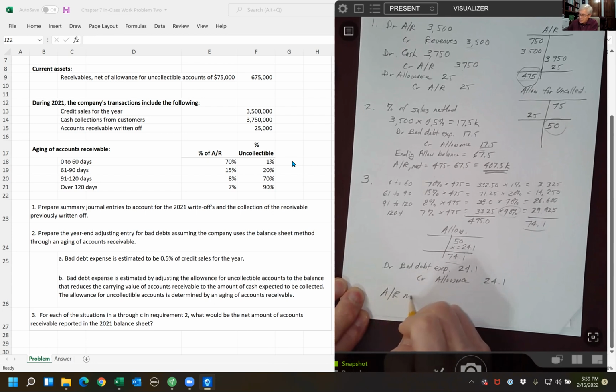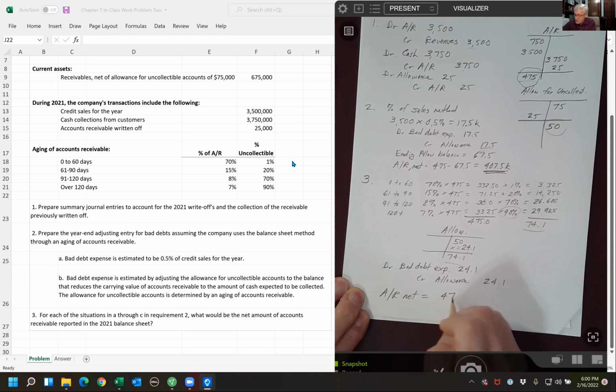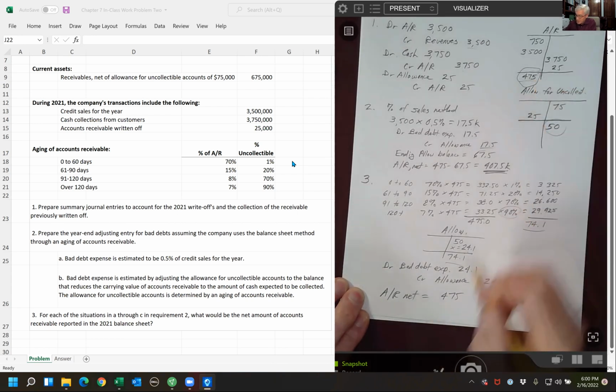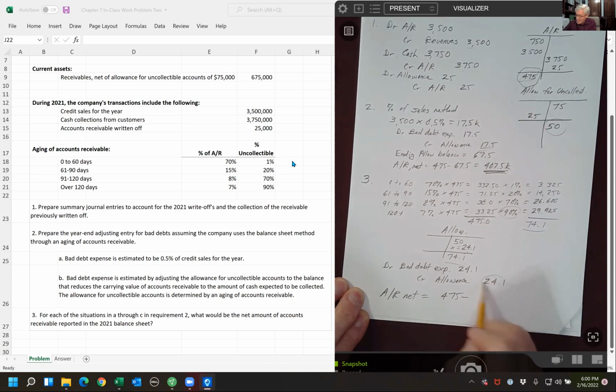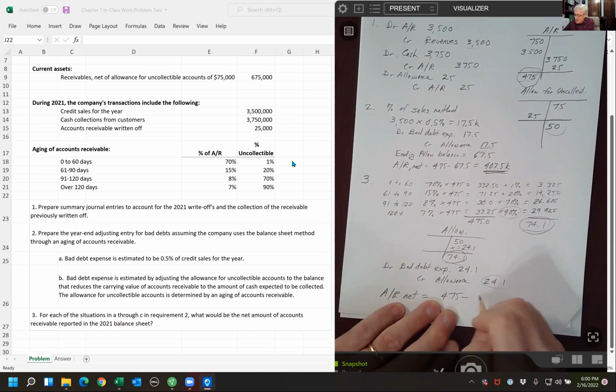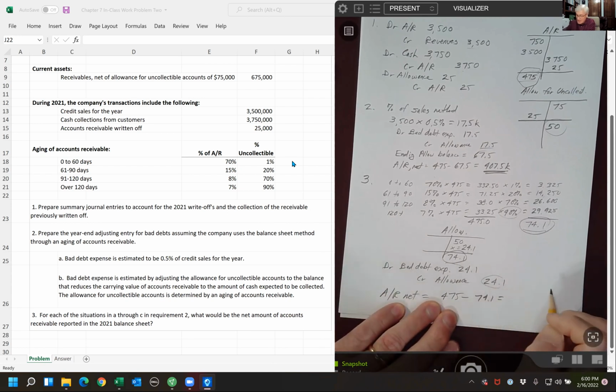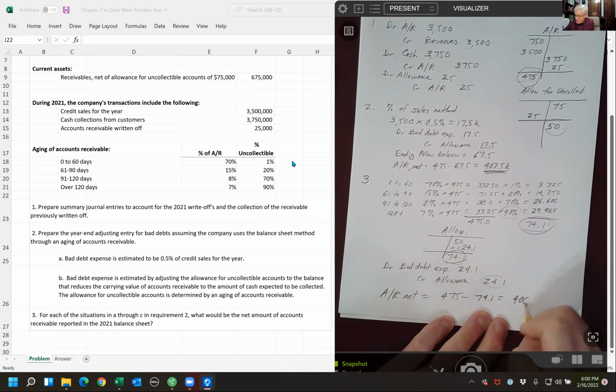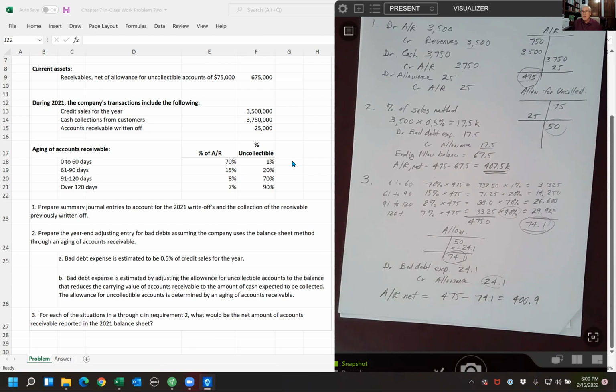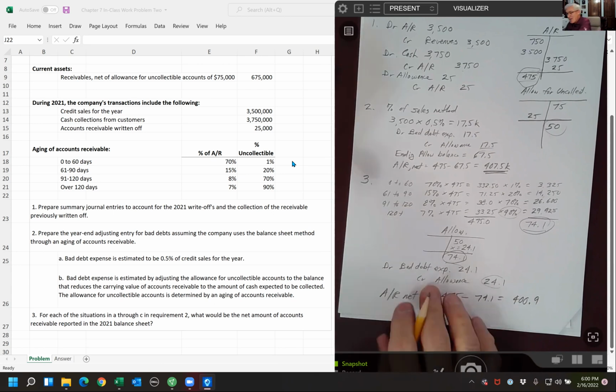AR net equals the 475 from here, minus, not that, this. That's our ending balance in the allowance account. Minus 74.1 equals 400.9 thousand, 400,900. There you go. Problem two.